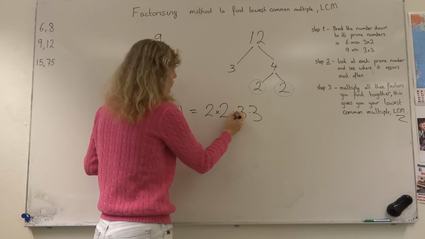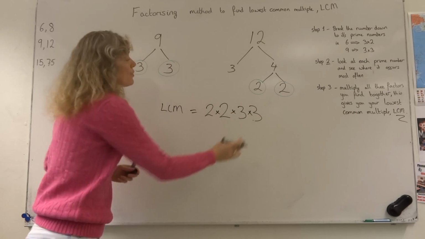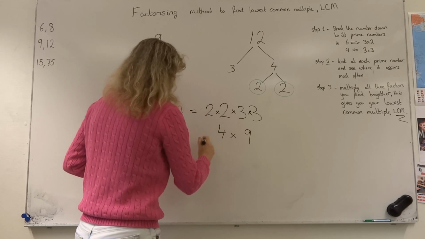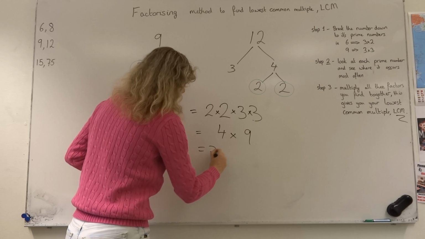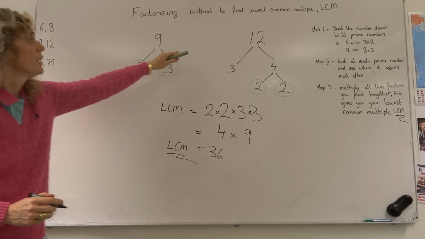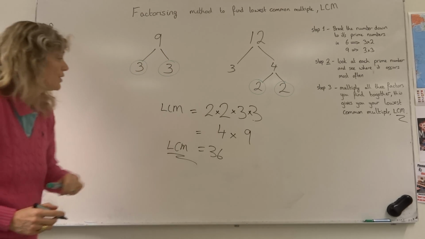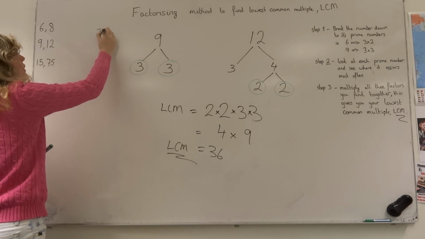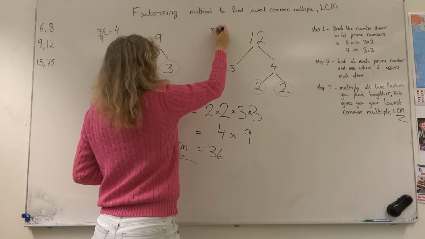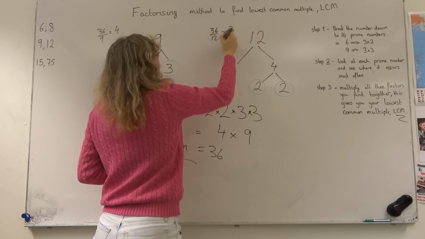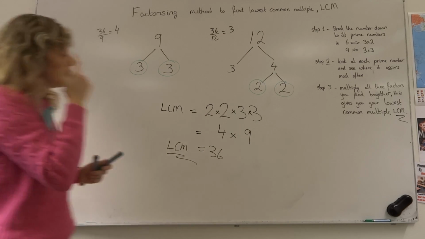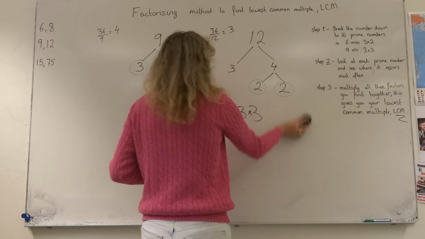And then we just multiply all of these numbers together. 3 3's are 9. 2 2's are 4. 4 times 9 is 36. So our lowest common multiple, the lowest number that both 9 and 12 can be divided into, is 36. Let's do a quick check. 36 divided by 9. 4 9's are 36. 36 divided by 12. 3 12's are 36. So this method works, and it's actually not too complicated once you get used to it.